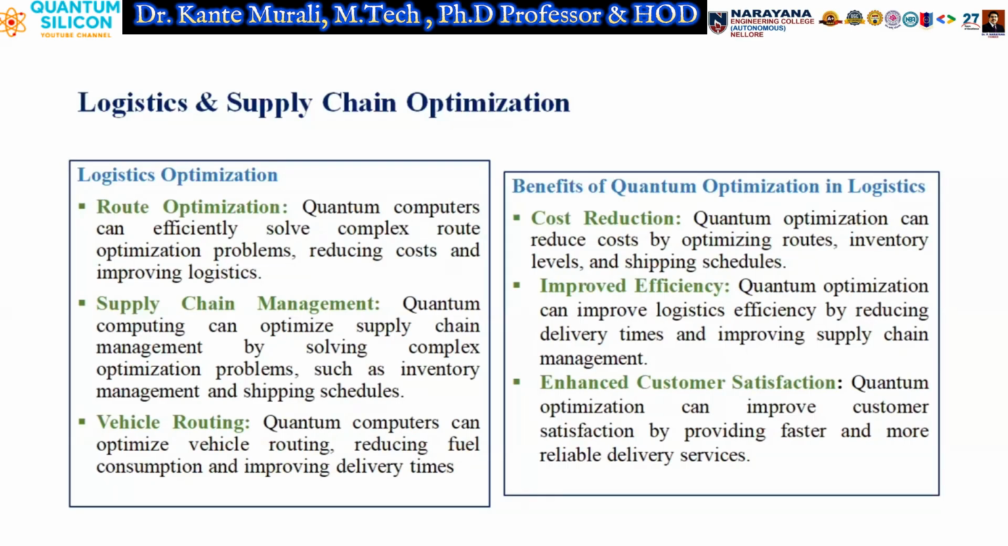However, it's also useful to supply management by solving, as I mentioned, complex optimization problems such as inventory management and shipping schedules. Finding the vehicle routing and rerouting and finding the optimal path, as you know, affects the cost. If the distance between the source and destination reduces, automatically the overall cost will come down, the overall cost in terms of fuel will come down, as well as the time taken for delivery will come down. Let us see what are the benefits of quantum optimization in logistics.